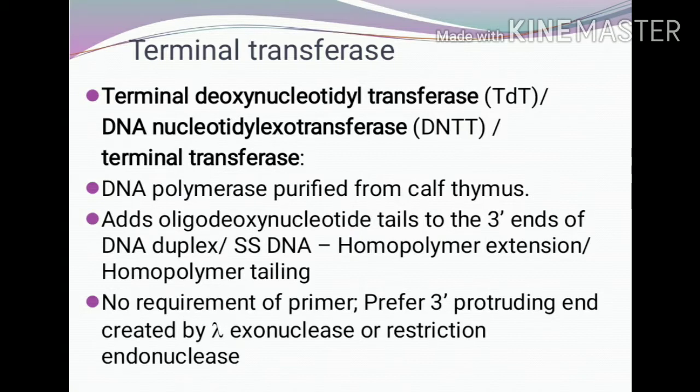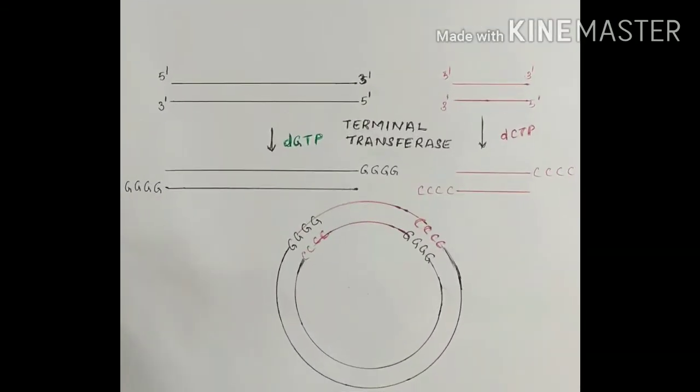It doesn't require any primer, as in the case of DNA polymerase, and it prefers 3' protruding ends created by lambda exonuclease or restriction endonucleases like PstI. In this figure, oligo G tails are added to the 3' end of the plasmid DNA and oligo C tails are added to the 3' end of the foreign DNA to create a recombinant plasmid by homopolymer tailing.